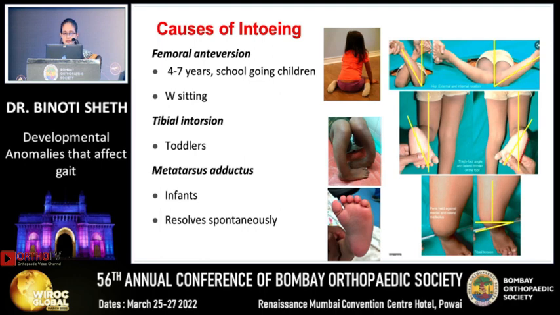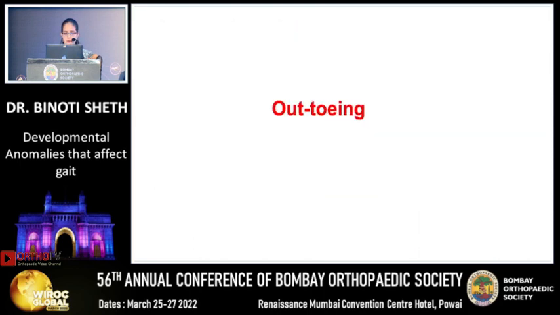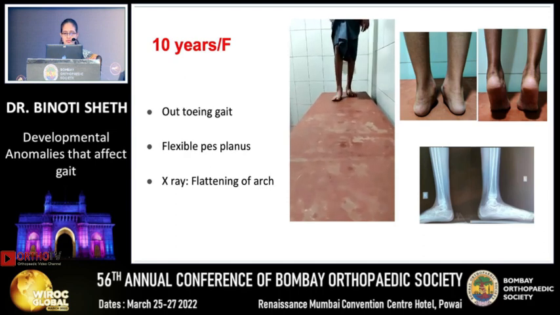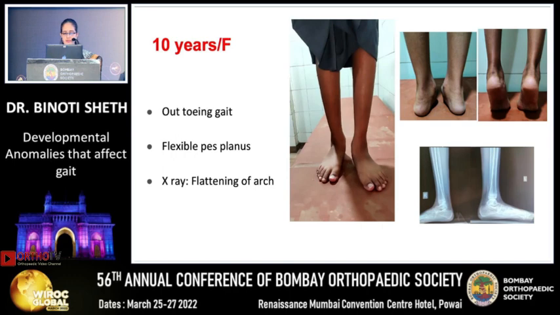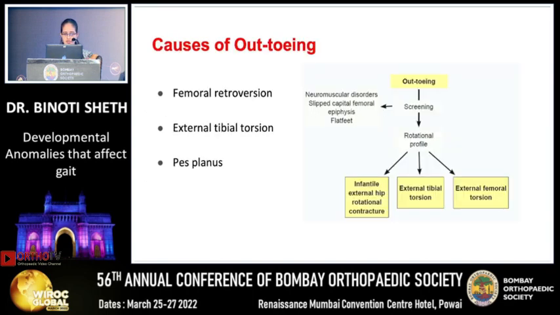This can be known by tests where the rotation is coming from: the hip rotation assessment, thigh-foot angle, bimalleolar axis, and so on. Considering the out-toeing gait, this is a 10-year-old female walking with out-toeing, and on examination she is found to have flexible pes planus. This is confirmed again by the X-ray. So this again is an out-toeing gait and the cause for that. And as we saw in in-toeing, the out-toeing also needs to be evaluated by considering the rotational profile, because there are certain other causes like some neuromuscular disorders or slipped capital femoral epiphysis that also lead to out-toeing.